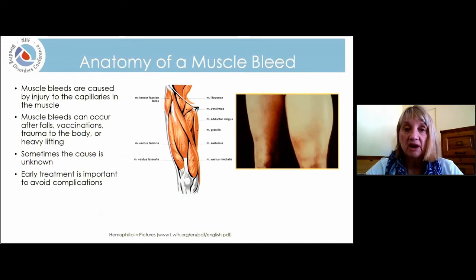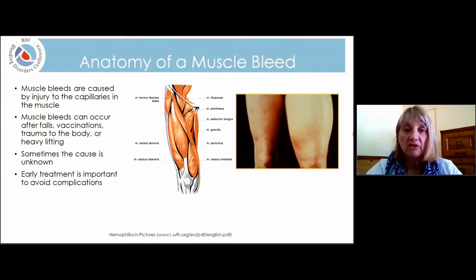Muscle bleeds are significant because our muscles are encased in something called a fascia, and that fascia does not swell or expand. It's not elastic. And so when you have a bleed into a muscle, eventually that muscle tissue is going to fill with blood, the fascia is going to be full, and then it's going to put pressure on the actual muscle tissue and can cause the muscle tissue to actually die.